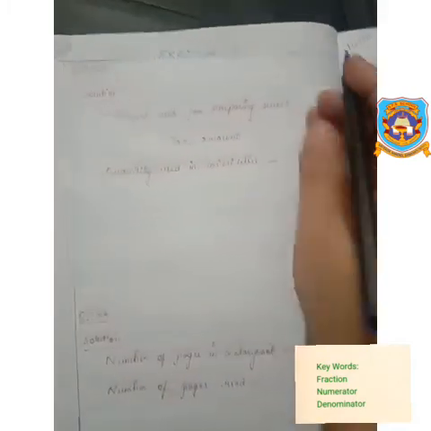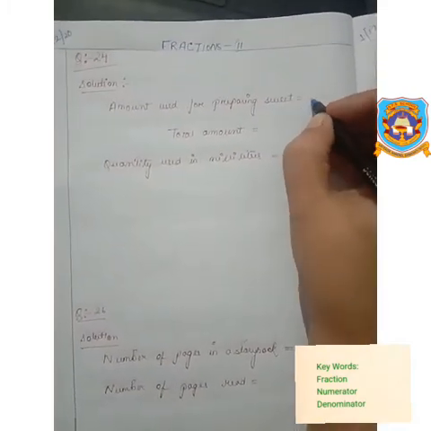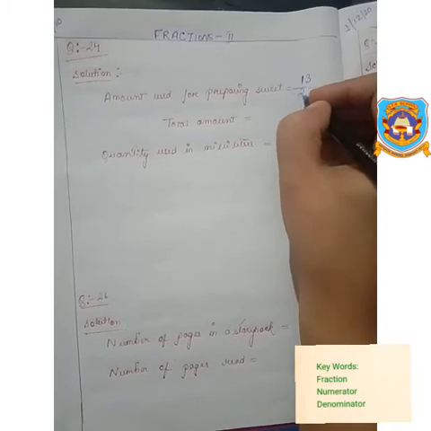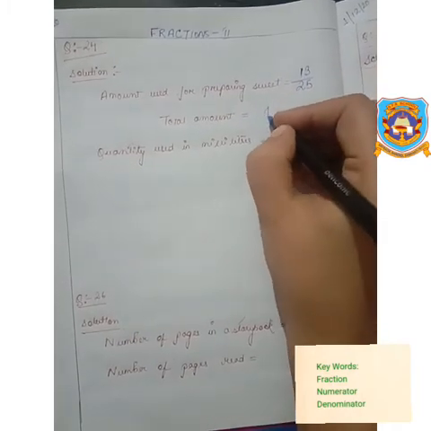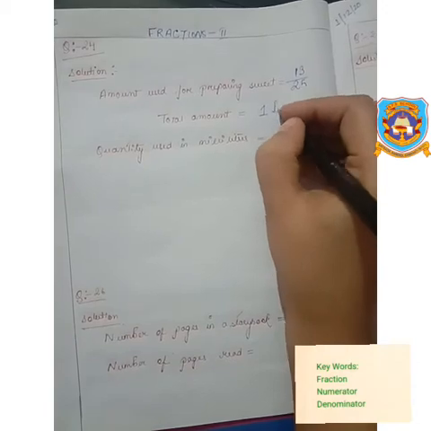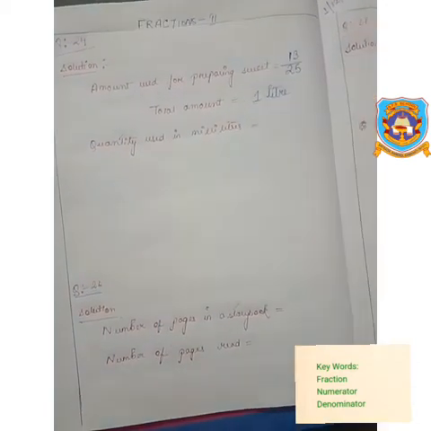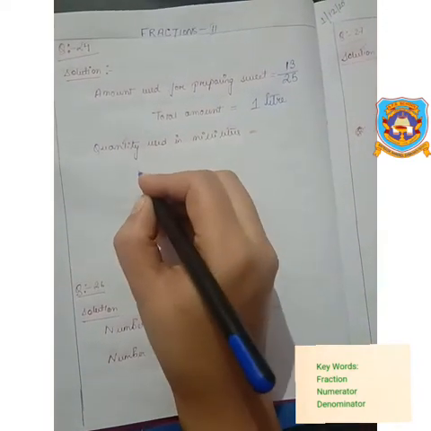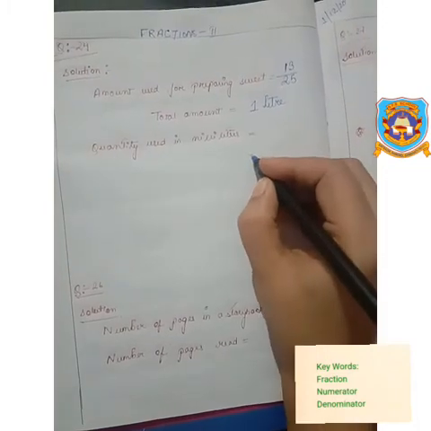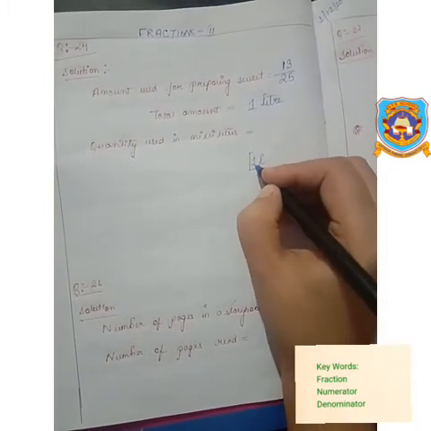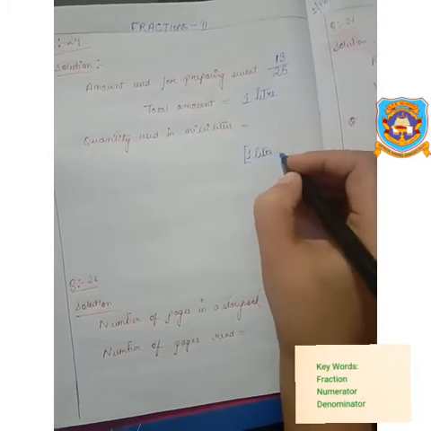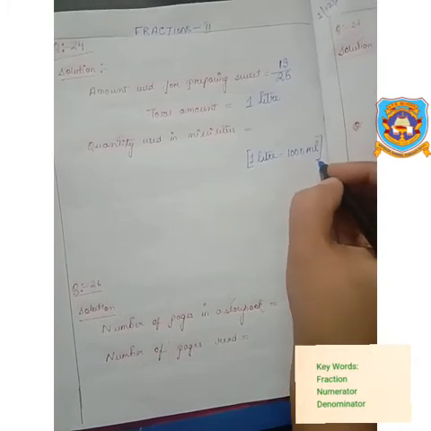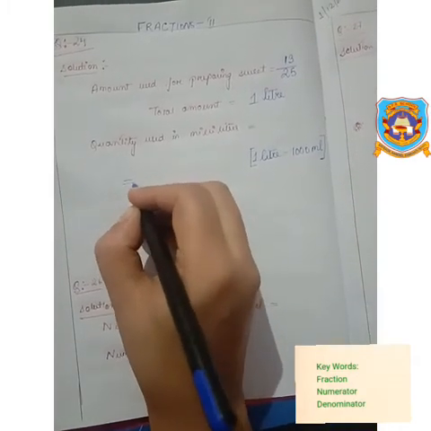So here I have taken the statement. Amount used for preparing sweets equals 13 by 25. Total amount is 1 liter. Now quantity used in milliliters, we have to express in milliliters. So we know, you can write in the bracket like that, 1 liter equals 1000 ml. ml is short for milliliter.